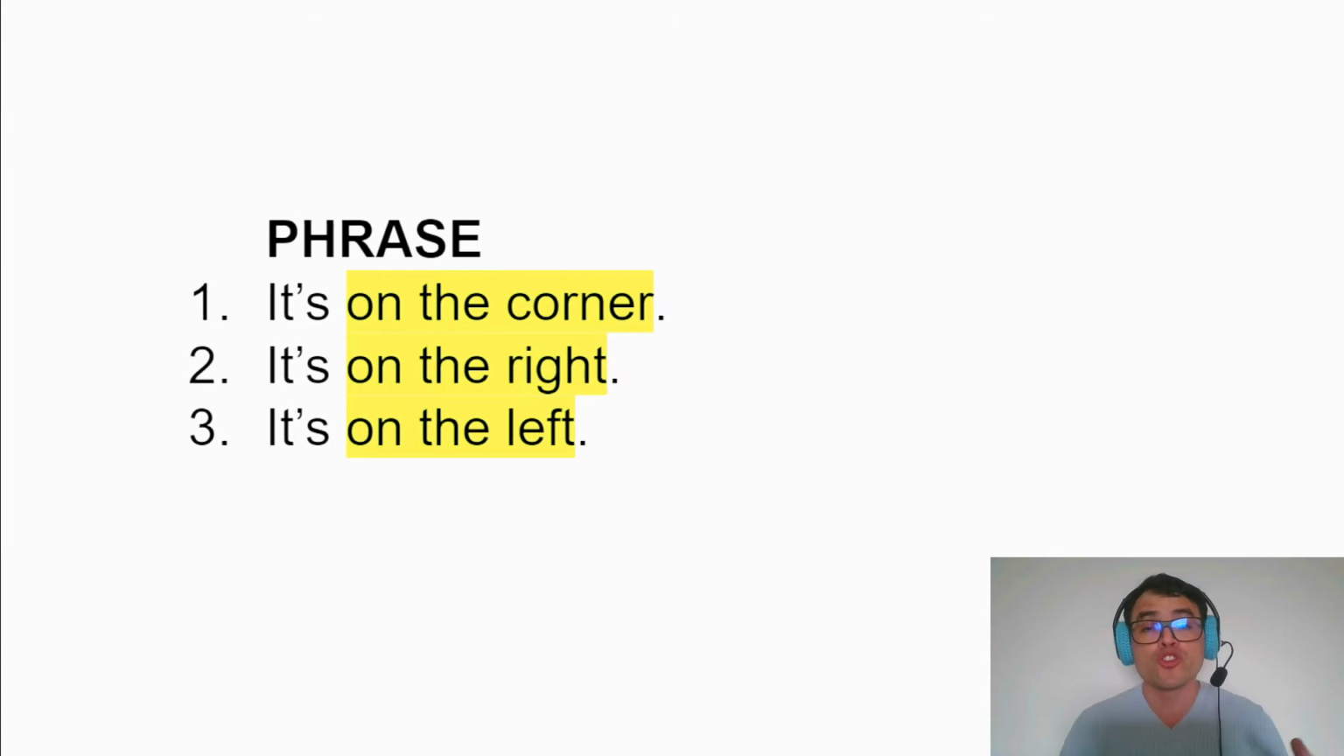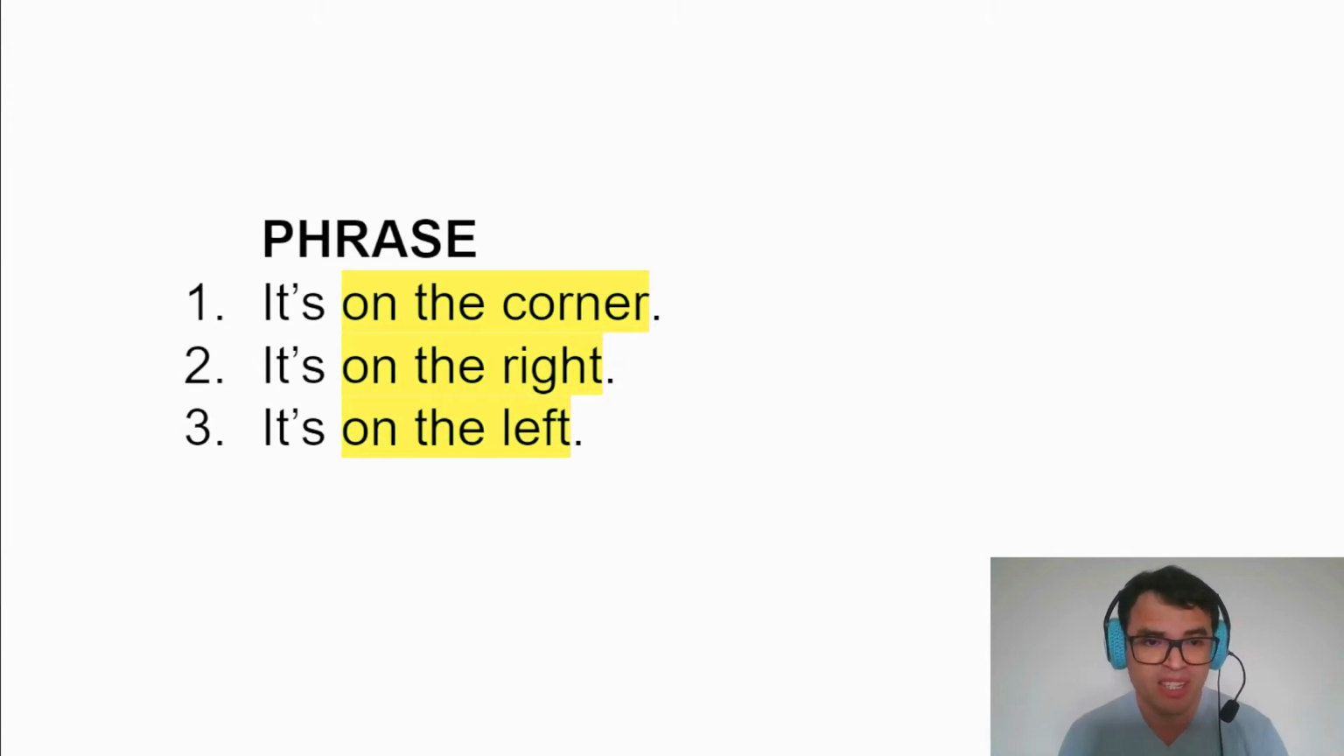But prepositions also come in phrases. For example, on the corner, on the right, on the left. And you can say things like number 1, it's on the corner. Number 2, it's on the right. Number 3, it's on the left.